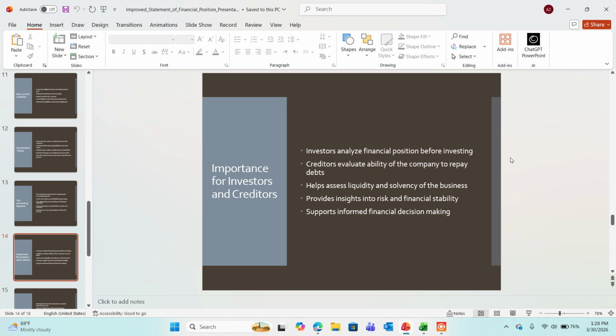Importance for investors and creditors. Investors use this statement to evaluate profitability and risk before investing. Creditors analyze whether the company can repay its debt. It helps assess liquidity, short-term availability, and solvency, long-term ability, providing insight into how the company is financed. Creditors evaluate the ability of the company to repay debt, which helps assess the liquidity and solvency of the business and supports informed financial decision making.